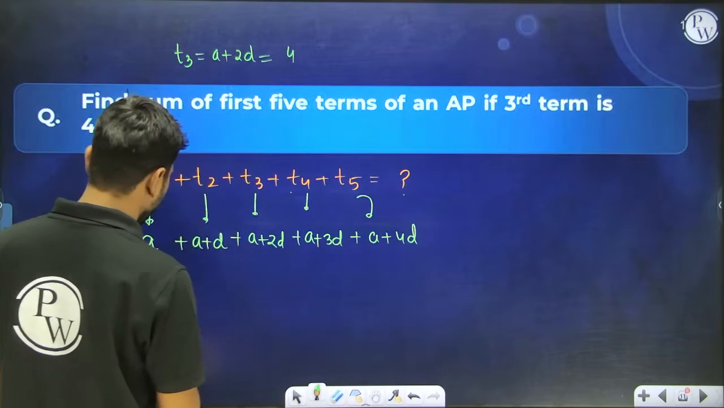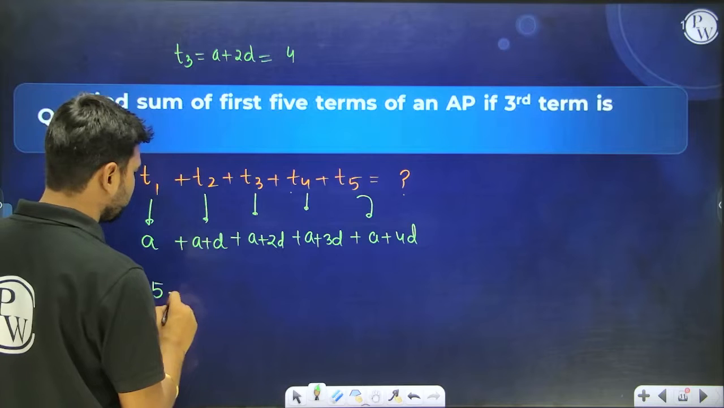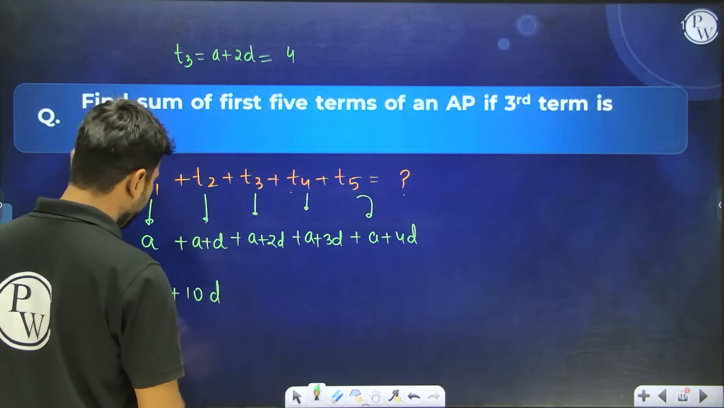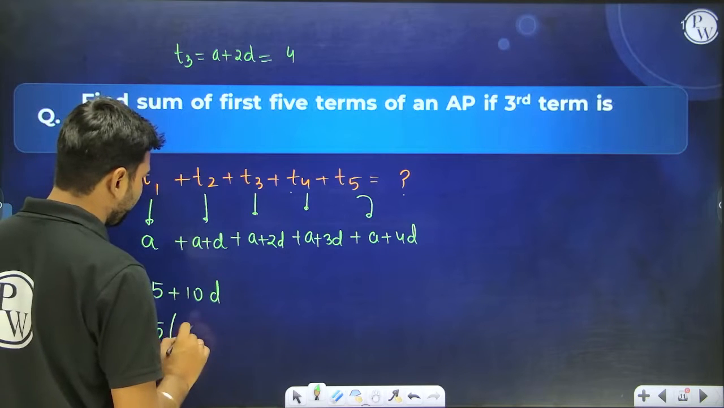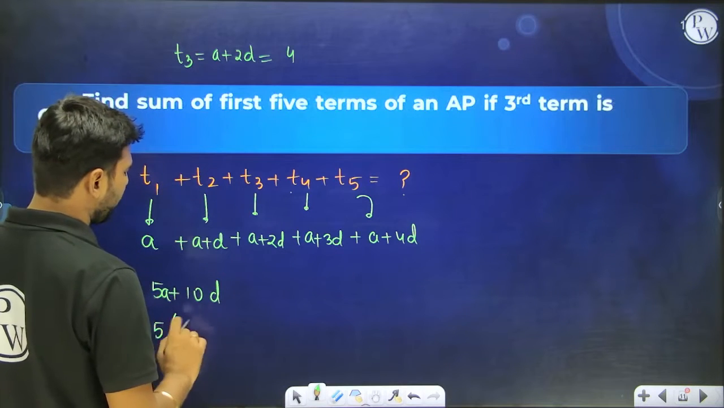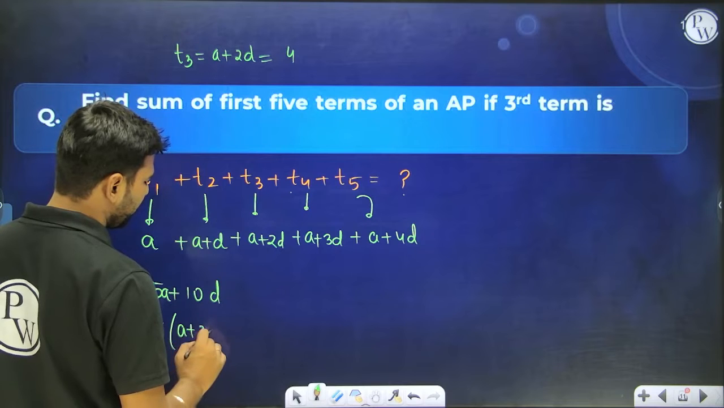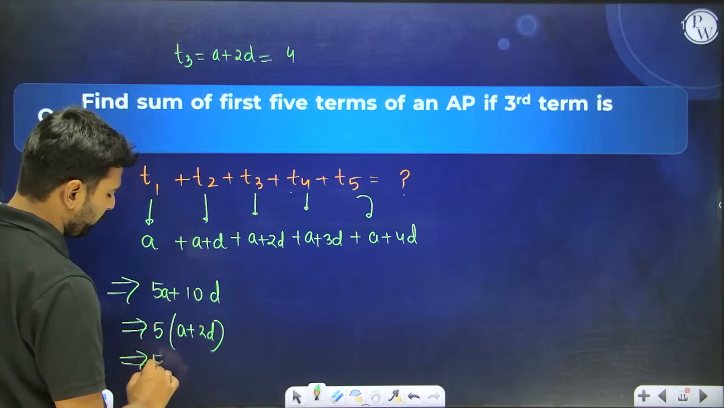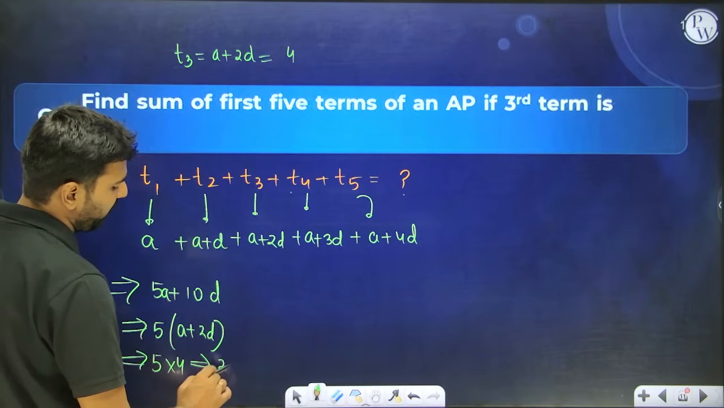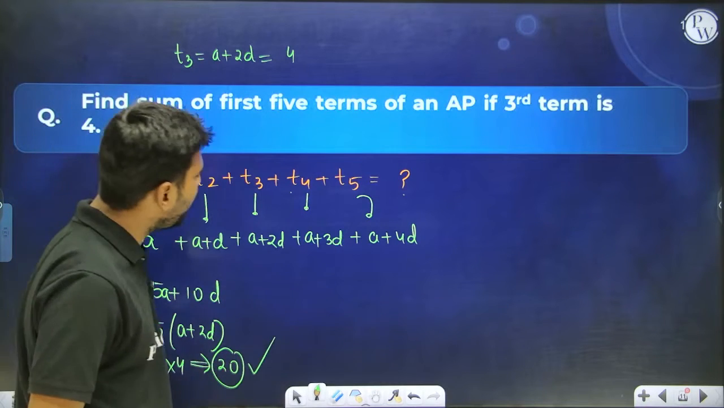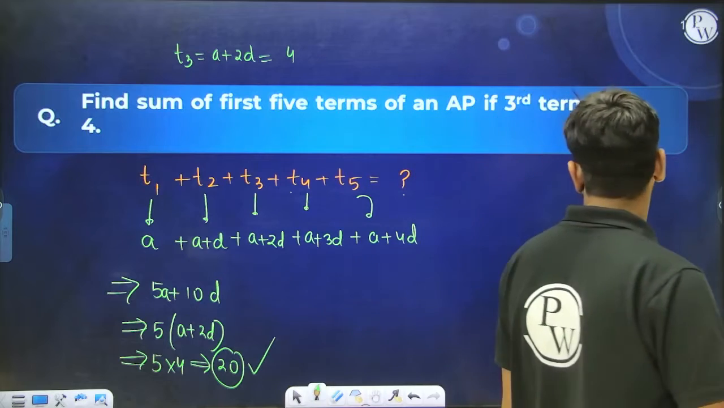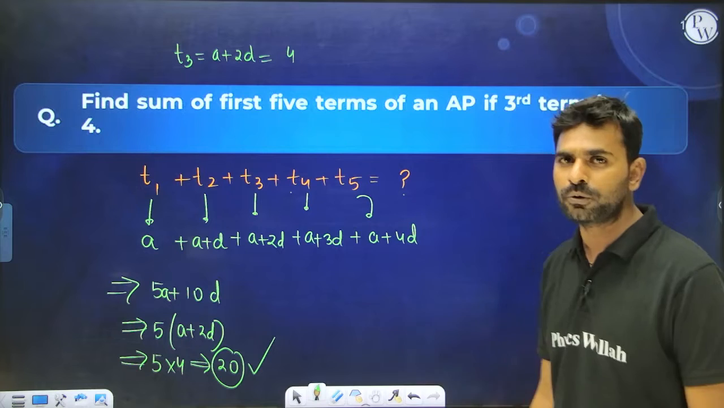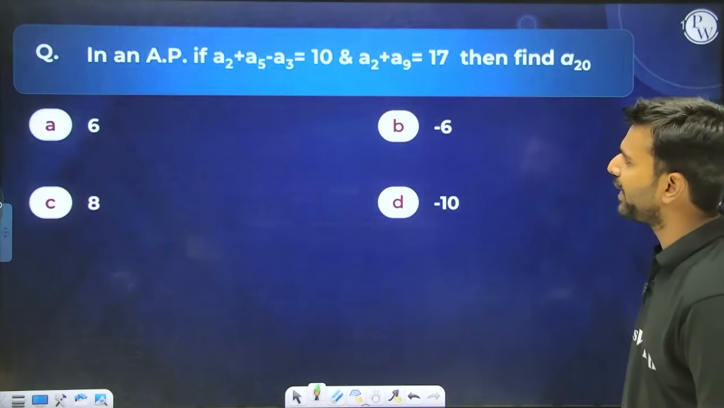So this is going to be equal to what? 5a plus how many d's? 3d, 6d, 10d. 5a plus 10d, we can write down this particular thing as 5 times of a plus 2d, and the value of a plus 2d is already given to me, so we can put it over here and we can get the answer quite comfortably. So the answer is coming out to be 20. That is, the sum of the first 5 terms of an AP, if the third term is given to me equal to 4, is going to be nothing but equal to 20 only. I hope you guys are clear with this.